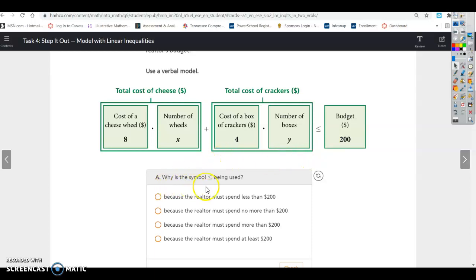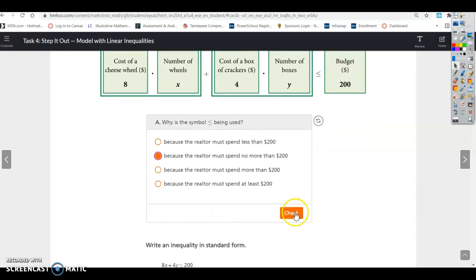All right, so it says, why is the symbol less than or equal to being used? Because the realtor must spend less than $200, because the realtor must spend no more than $200, because the realtor must spend more than, or because the realtor must spend at least. So we know it's not more than or at least, because both of those would exceed $200. So for the first two, we have to choose the best one. They can spend up to $200, so the realtor must spend no more than $200. No more than means less than or equal to. So that's your best option.